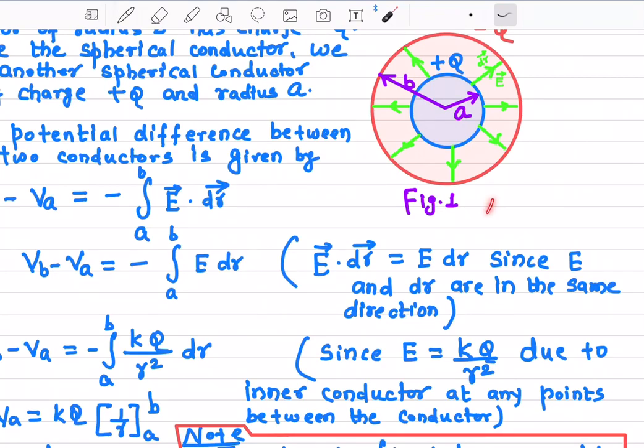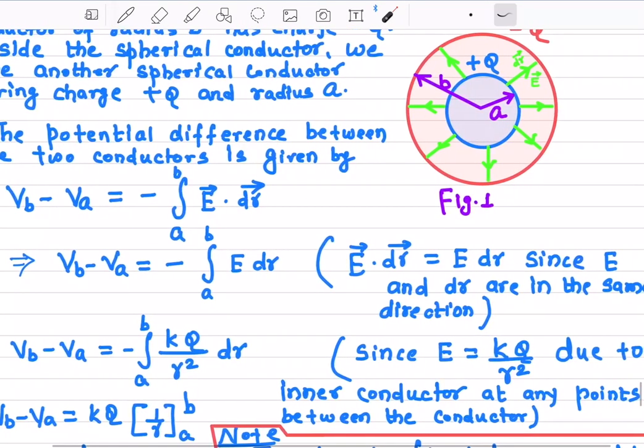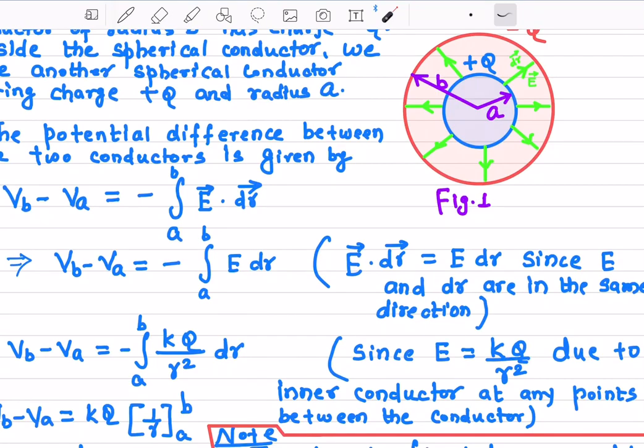Remember, the dot product is defined as A dot B vector is AB times cosine theta. In this case, theta is 0. And we are finding out the potential difference between the two plates, so we have to integrate from a to b. That's what it is, from a to b. And this E is the electric field at any point between the two conductors.